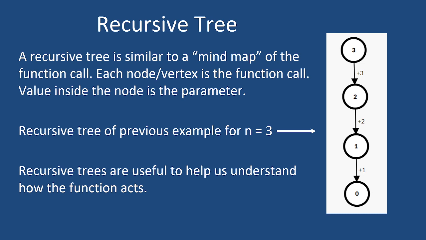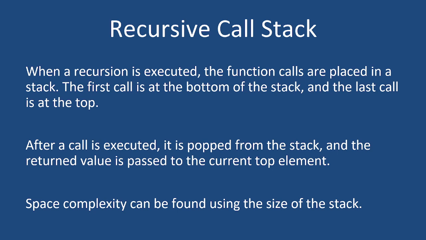So here's a recursive tree, the previous example for n equal to 3. Recursive trees are useful to help us understand how the function acts. Now I'll elaborate on that a bit in the recursive call stack. Now what is a call stack, or what is a stack? A stack is a collection of objects placed on top of one another. So you keep on placing the objects one by one.